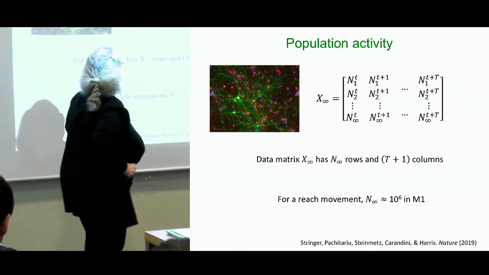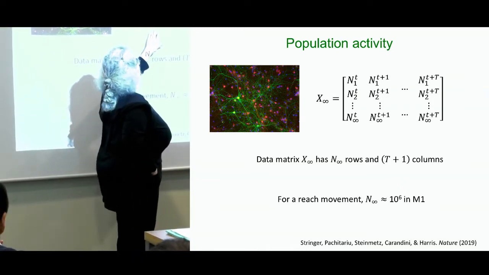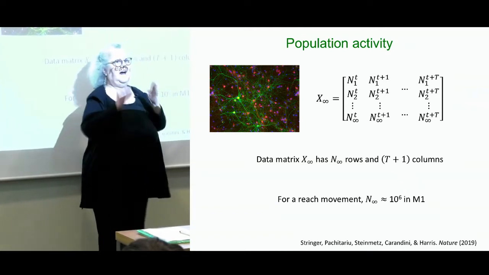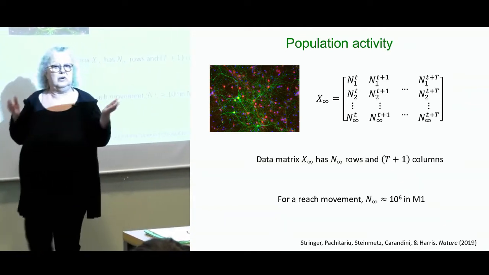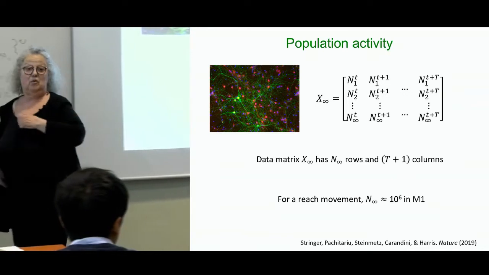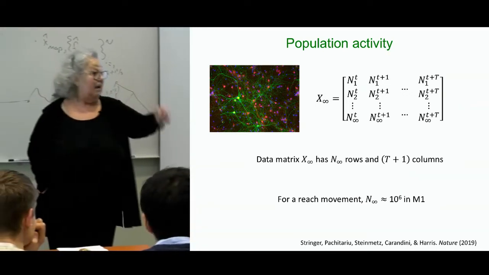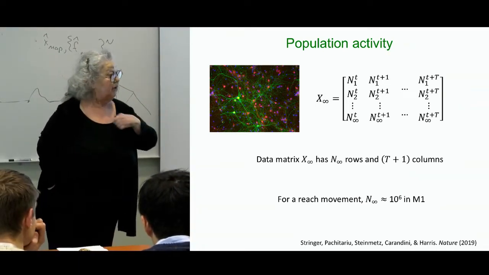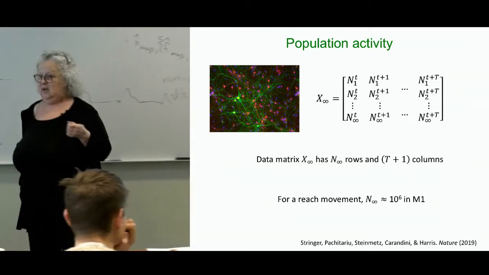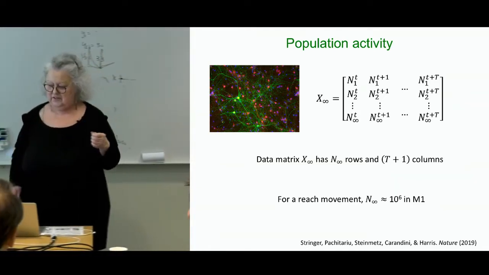And so you get a matrix that has as many rows as the number of neurons and as many columns as time bins you have during the duration of your experiment. For instance, that could be one reach, or could be a monkey executing many reaches, and you're recording over a long sequence of reaches to different directions.